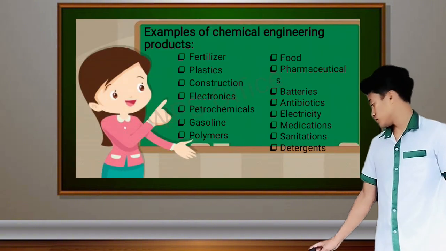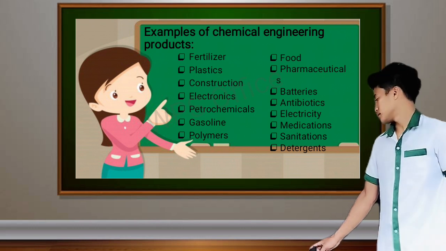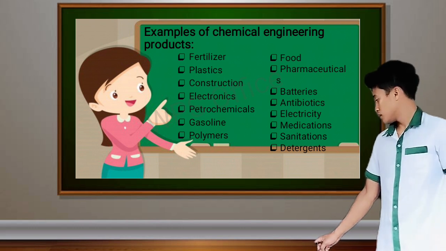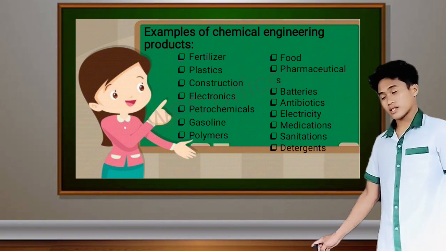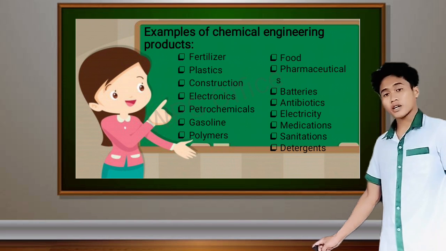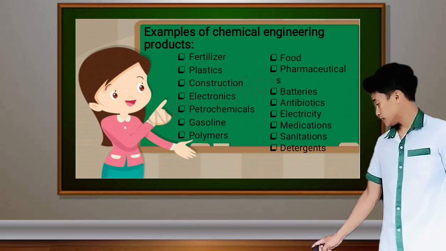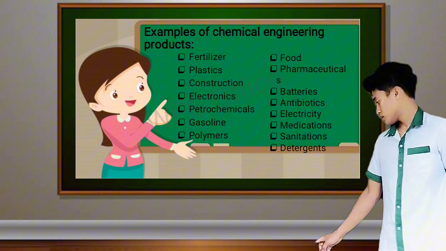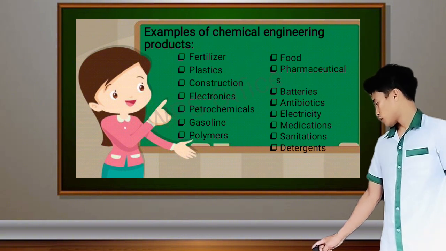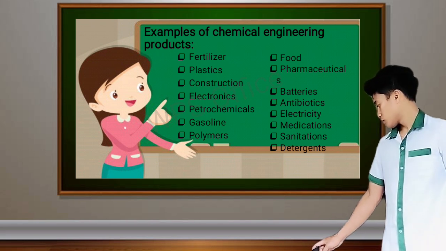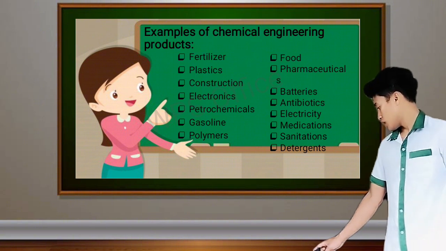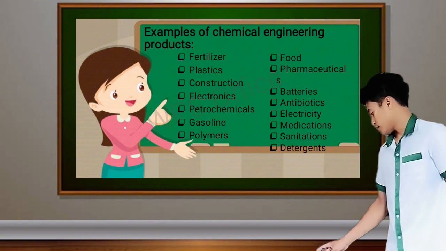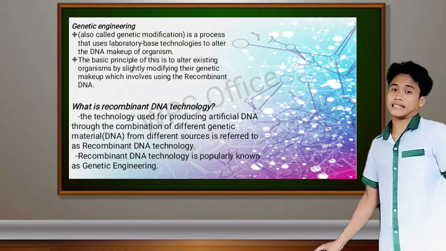These are the examples of chemical engineering products. First is fertilizer, second plastics, third construction, fourth electronics, fifth petrochemicals, sixth gasoline, then polymers, food, pharmaceuticals, batteries, antibiotics, electricity, medications, sanitation, and detergents. So this is genetic engineering.